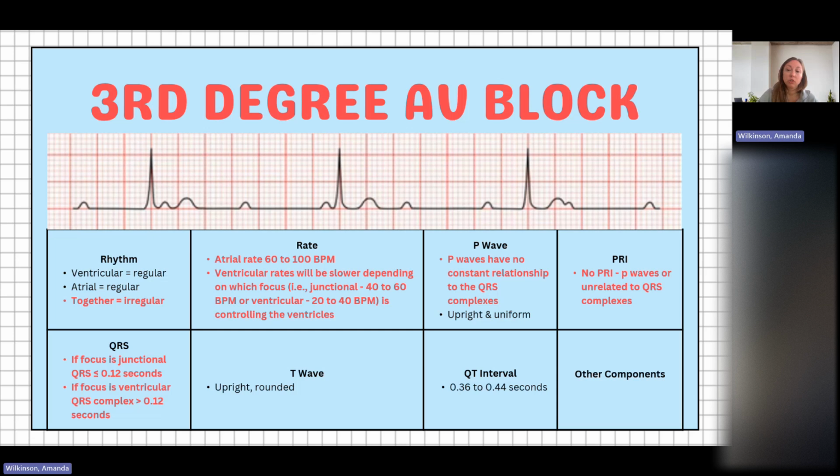So if it's junctional, the QRS is narrow and the rate is usually between 40 and 60. And if it's ventricular, the QRS is wide and the rate drops to 20 to 40. And most importantly, there's no measurable PR interval. The P waves are just marching through without coordinating with the QRS complexes. So this is a classic sign of AV dissociation, which is the hallmark of a third-degree heart block.